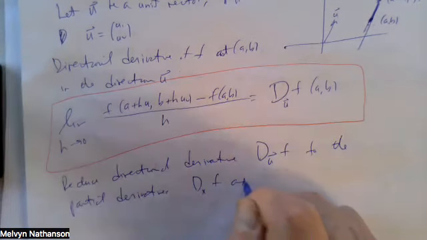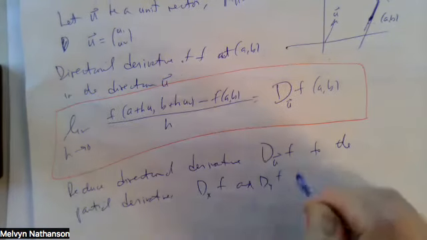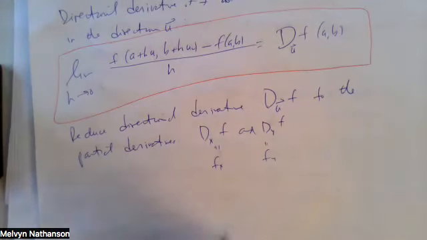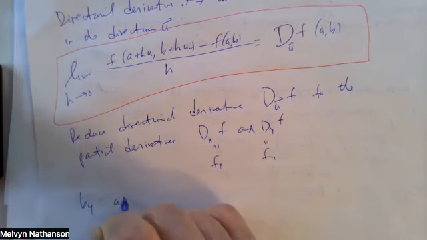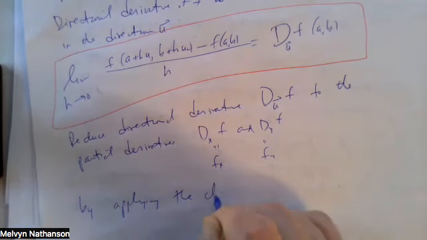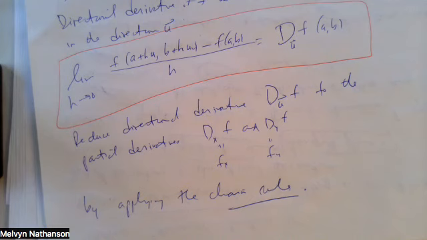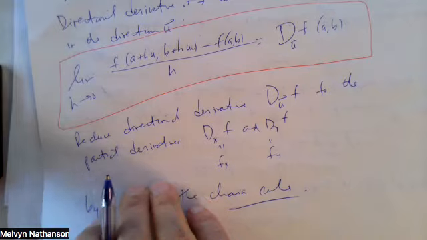D sub x of f and d sub y of f, or f sub x and f sub y, equivalent notations. And we obtain this direction by applying the chain rule. So let me review what is the chain rule for a function of 2 or 3 variables. I'll do the chain rule, and then we'll come back to using that to figure out the directional derivative.